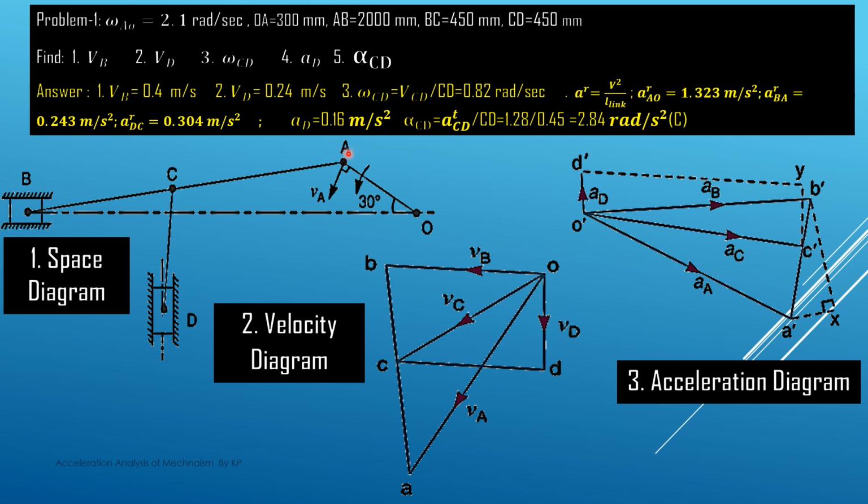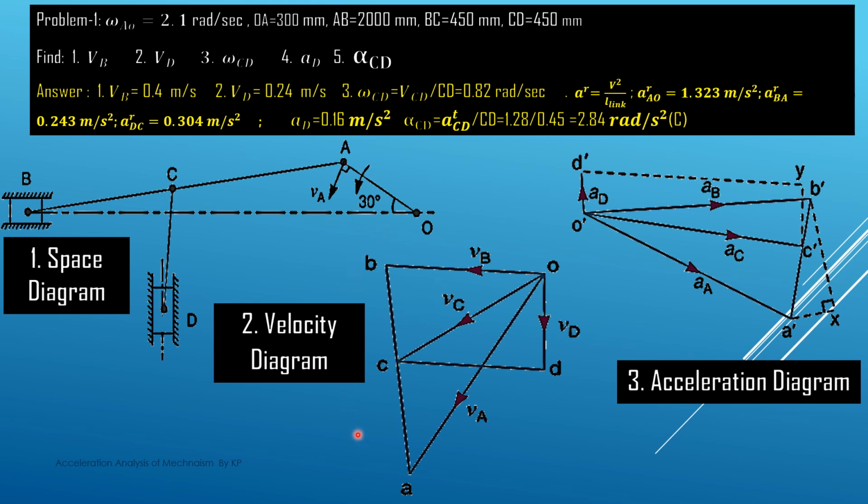Then omega CD. This CD is this length. So we have to find out the angular speed omega CD. Then we have to find out AD, meaning the acceleration of this D point. And then the fifth point is alpha CD, meaning from the same link CD we have to find out the angular acceleration. So these five things we have to find out. To find these, first of all we draw the velocity polygon.